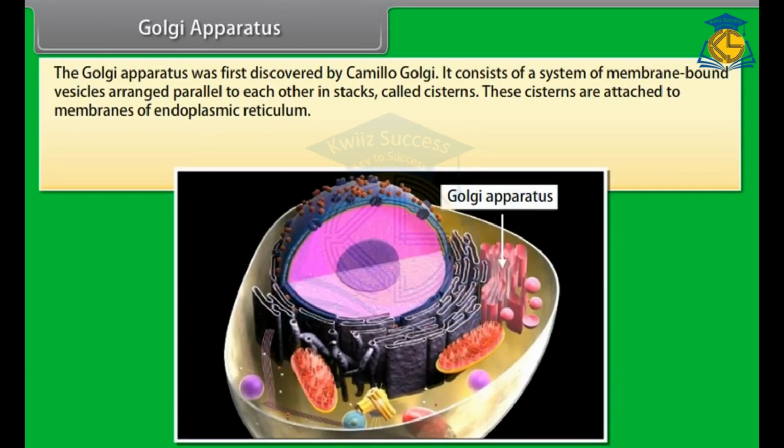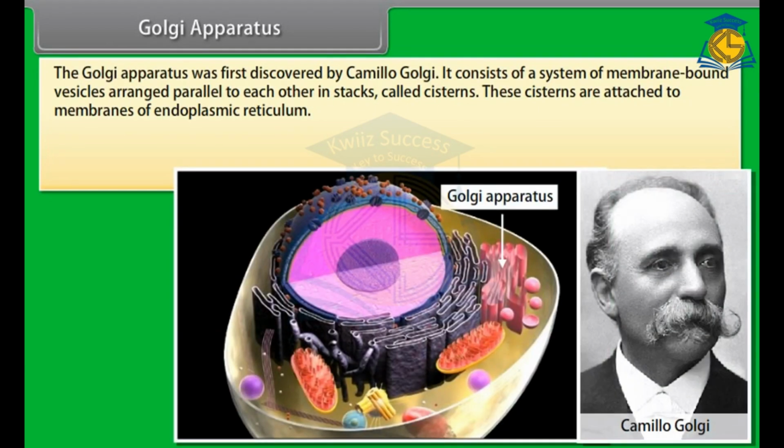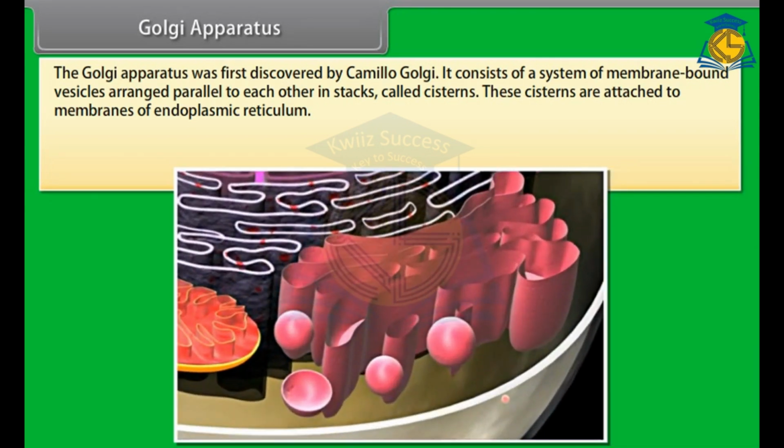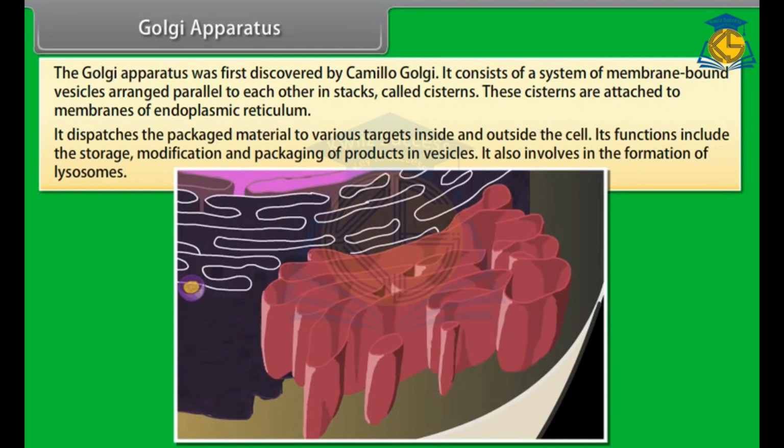Golgi apparatus. The Golgi apparatus was first discovered by Camillo Golgi. It consists of a system of membrane-bound vesicles arranged parallel to each other in stacks called cisterns. These cisterns are attached to membranes of endoplasmic reticulum. It dispatches the packaged material to various targets inside and outside the cell. Its functions include the storage, modification, and packaging of products in vesicles. It also involves in the formation of lysosomes.